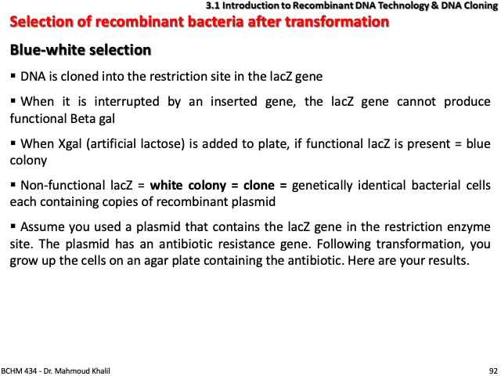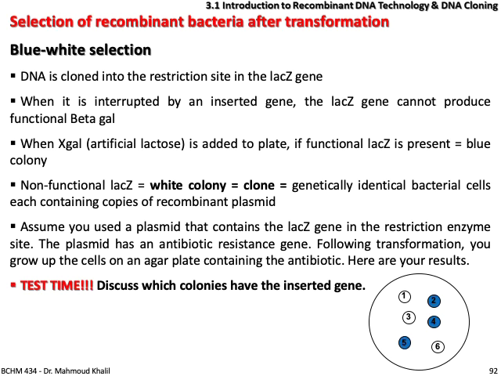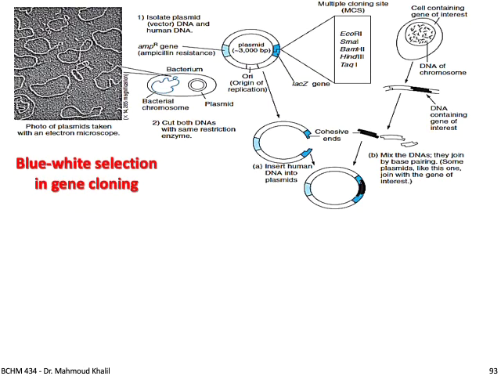Assume you use a plasmid that contains the lacZ gene with a restriction enzyme site. The plasmid has an antibiotic resistance gene. Following transformation, you grow the cells on an agar plate containing the antibiotic, and you can see here are your results. There are 3 white and 3 blue colonies. Of course, the 3 white ones took up the plasmid, while the blue ones haven't taken up the plasmids.